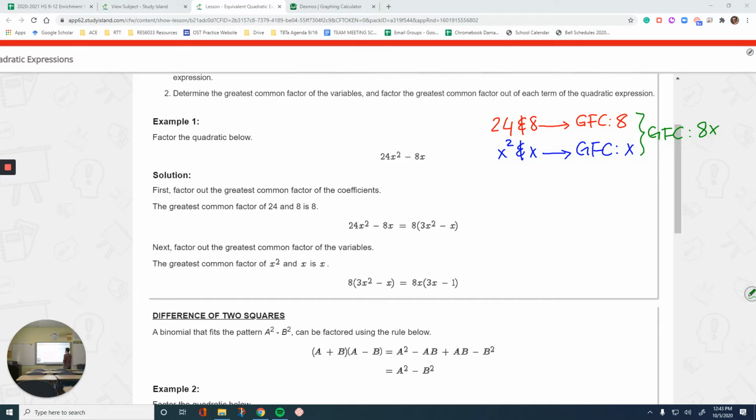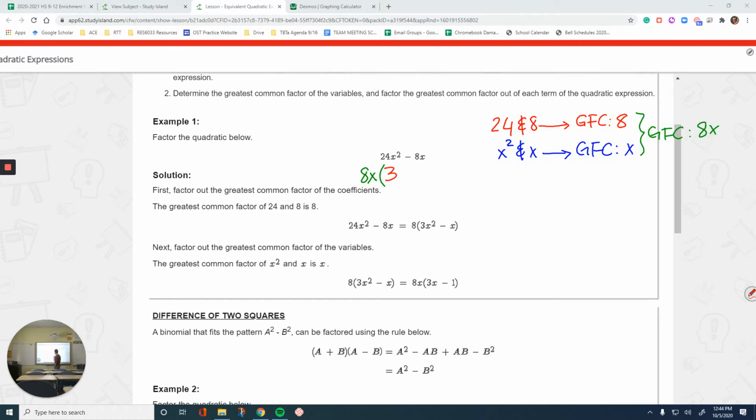So let's get started. If I take out 8x from 24x squared, divide the numbers. That's what factoring out means. Divide the original term by what you're taking out. 24 divided by 8, because those are the like terms, is 3. X squared divided by x.